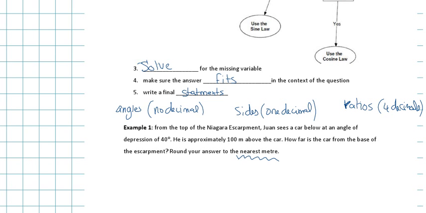So let's read that again. Juan is standing at the top of that tower, okay? And he's seeing a car at an angle of depression of 40 degrees.